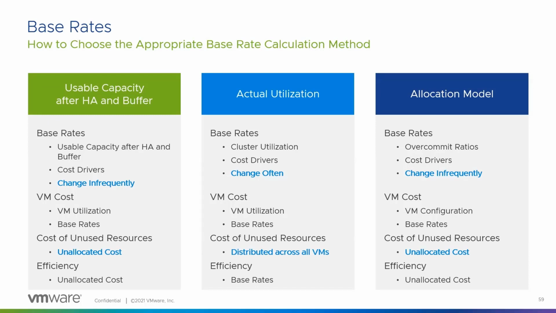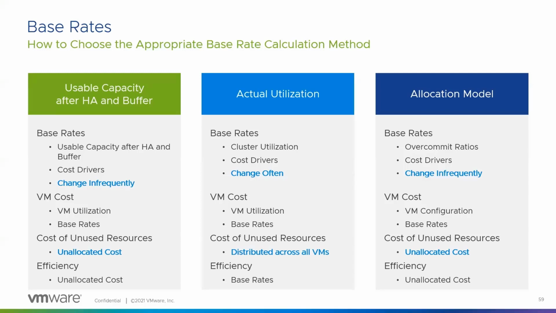The VM cost itself still functions the same way, so it's the utilization times the base rate. But because the cost is based on what's actually used in the cluster, the cost of the unused resources ends up being distributed across all the virtual machines in the environment. So essentially, there would be no unallocated costs.